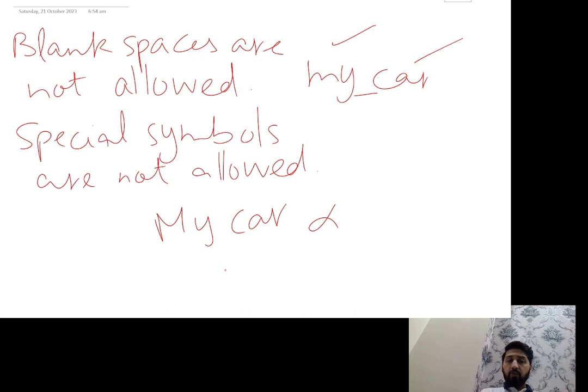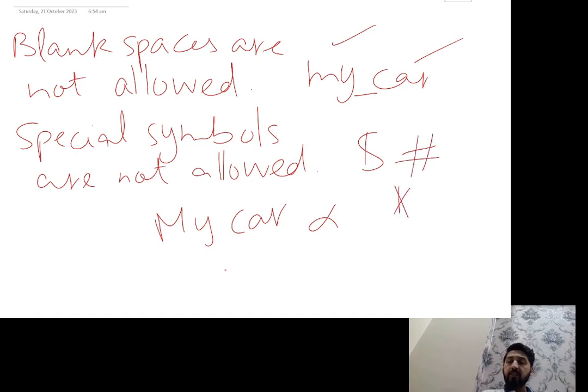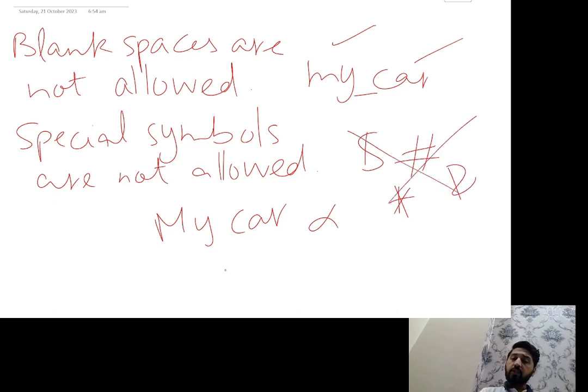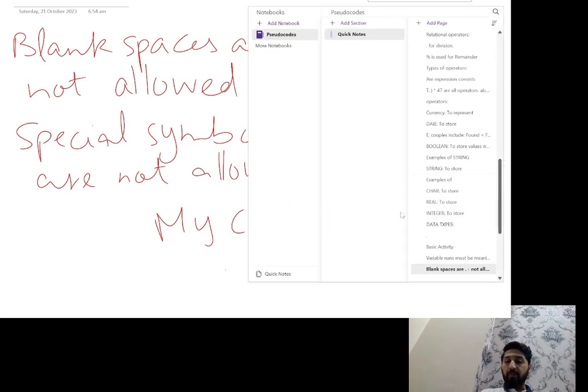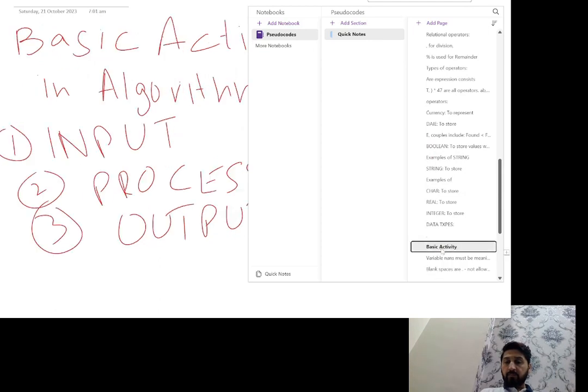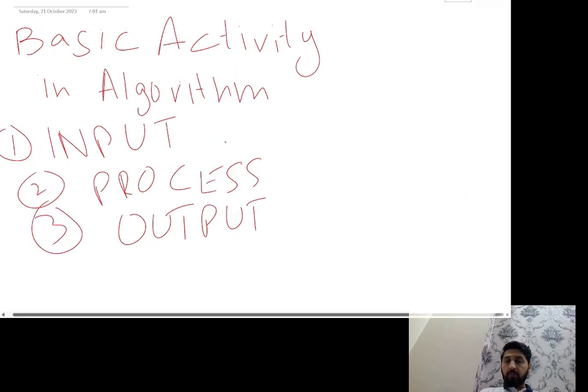Special symbols are not allowed. What are special symbols? Hash sign, dollar sign, asterisk. These are all the special symbols which you can see on your keyboard. So these are not allowed. As I told you, only three things are allowed in the variable name, which are underscore, letters, and numbers. So special symbols, or anything other than that, will not be allowed in the variable name. So these were the basic parts about the variable declaration.